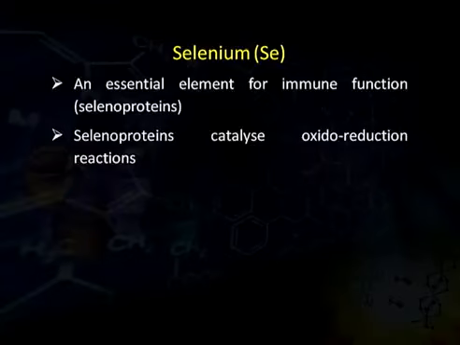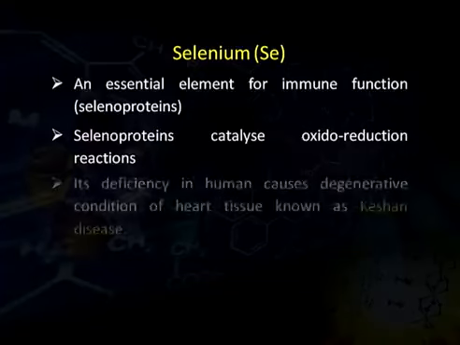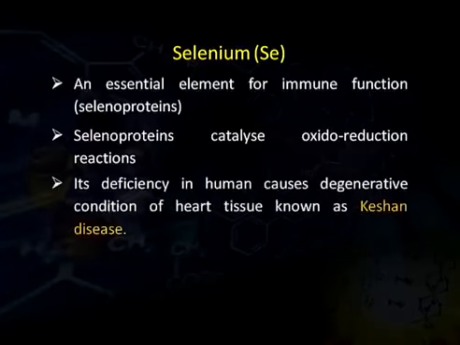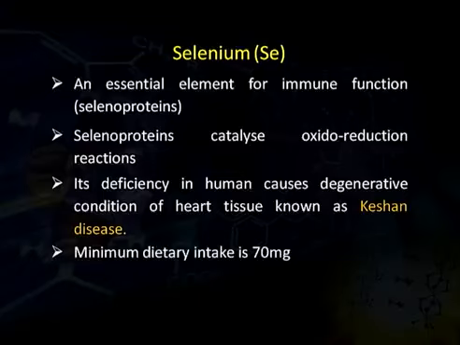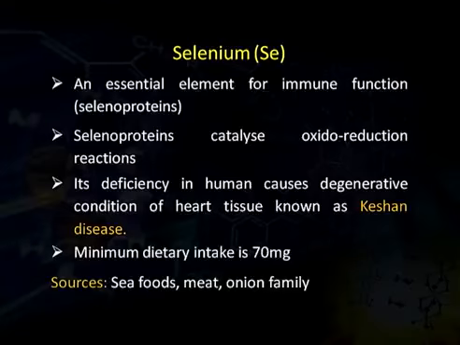There are some proteins in the body which are called selenoproteins, and these proteins catalyze oxidoreduction reactions. Its deficiency in humans causes a degenerative condition of heart tissue, which is known as Keshan disease. Its minimum dietary intake is 70 micrograms, and the sources of selenium are seafoods, meat and onion families, that is, the vegetables which belong to the onion family.